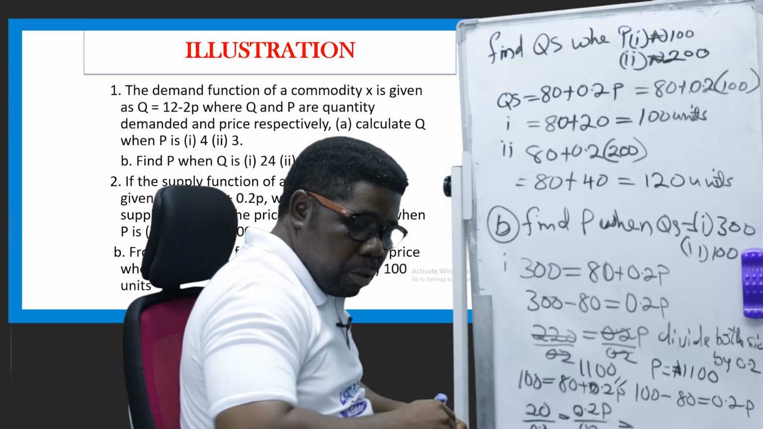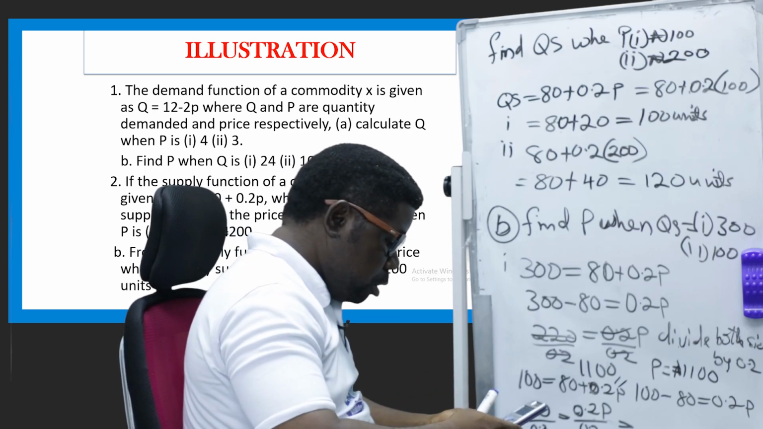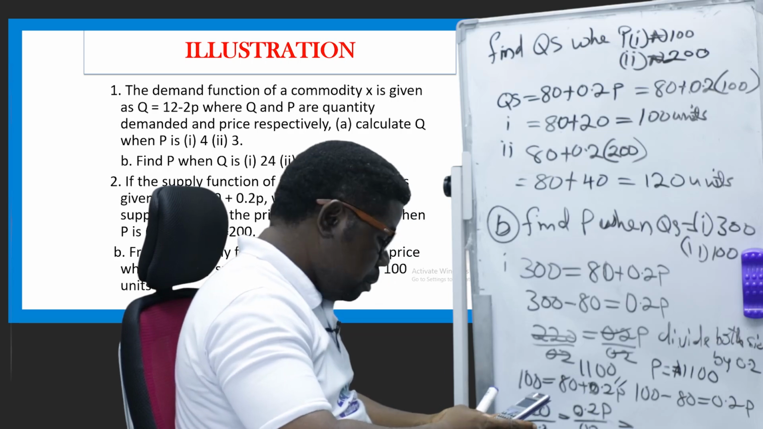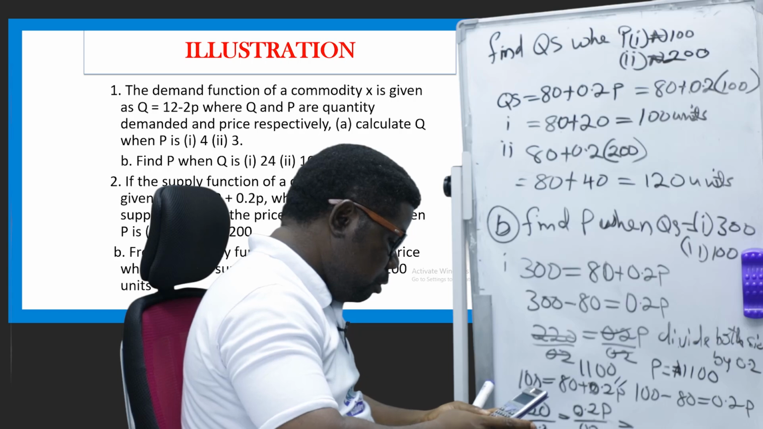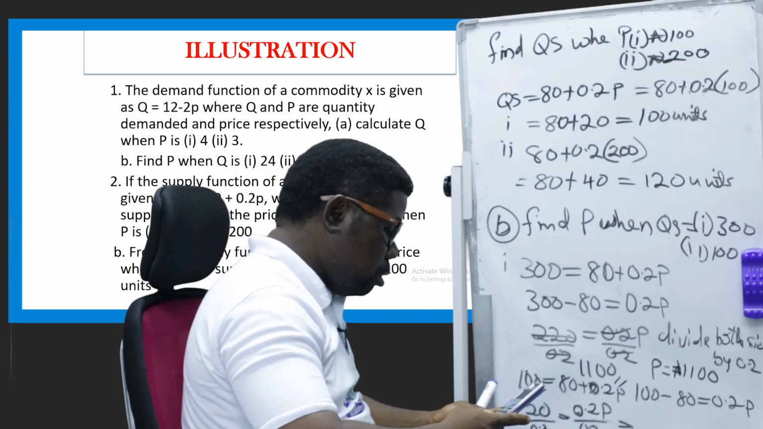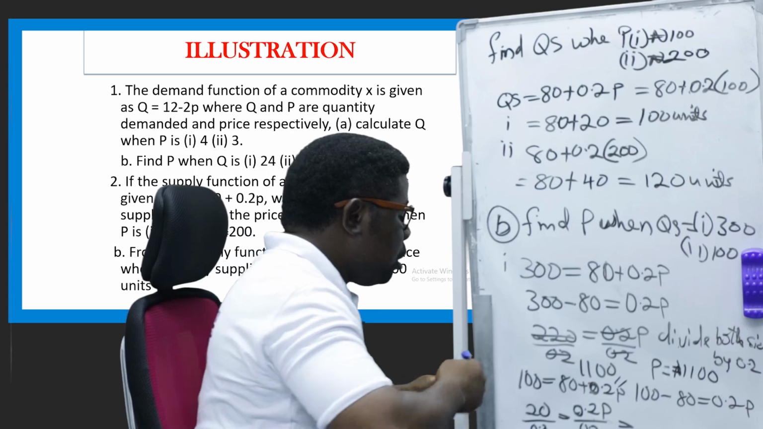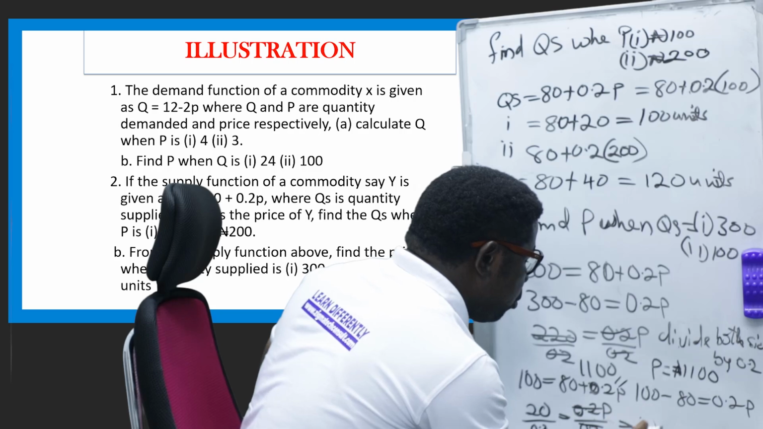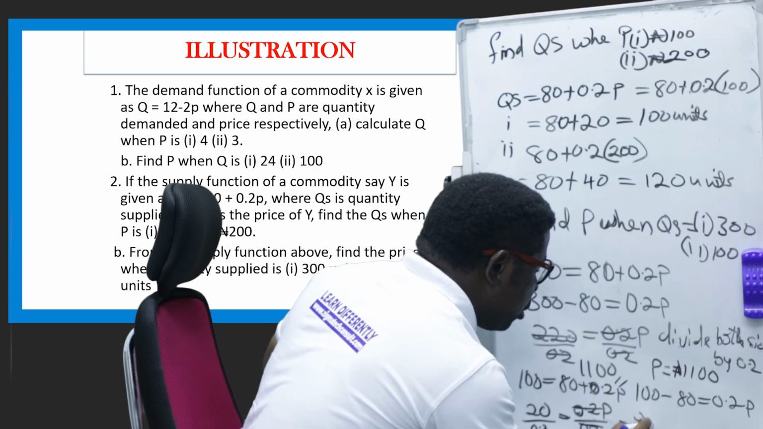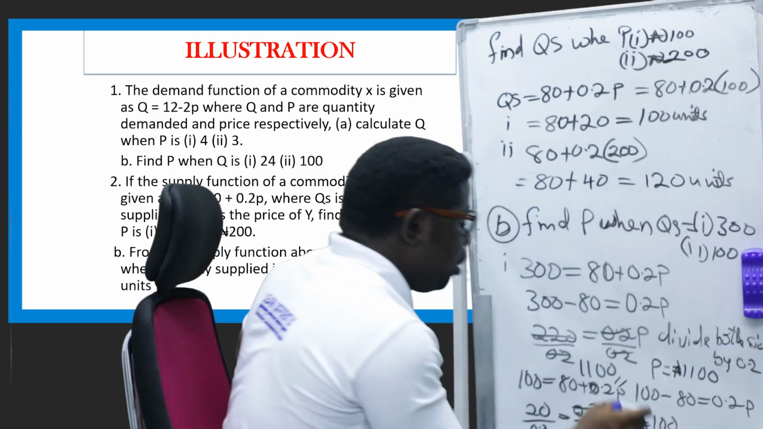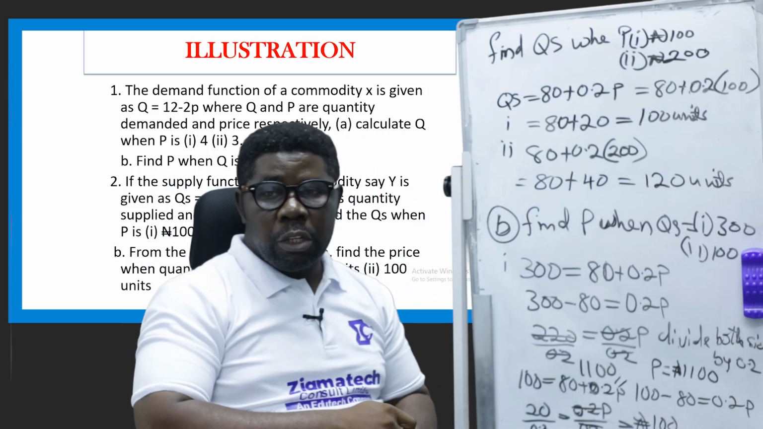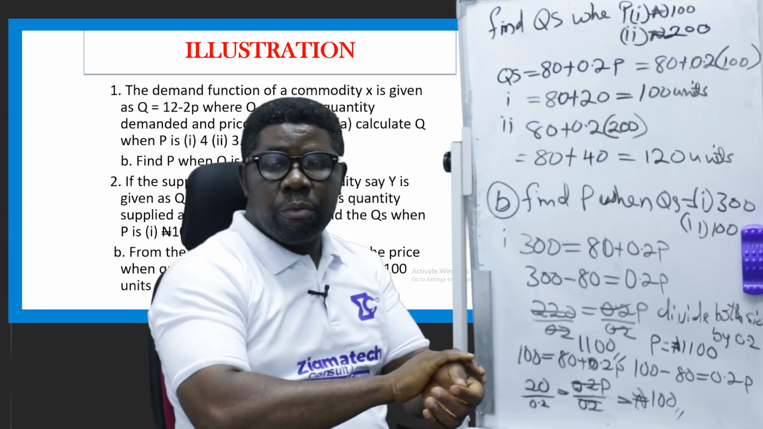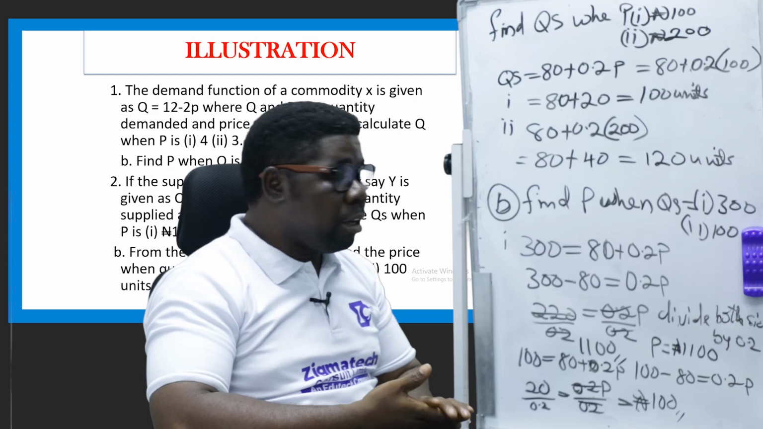Let's get our answer. That should be 100, but let's see. 20 divided by 0.2 will give us 100, because when you cancel out this and this, you have 100. So we're looking at what? P will be what? 100 naira. So it's a very fun calculation. It's not difficult. I really want you to see it as simple as it is here. That's how it comes out.